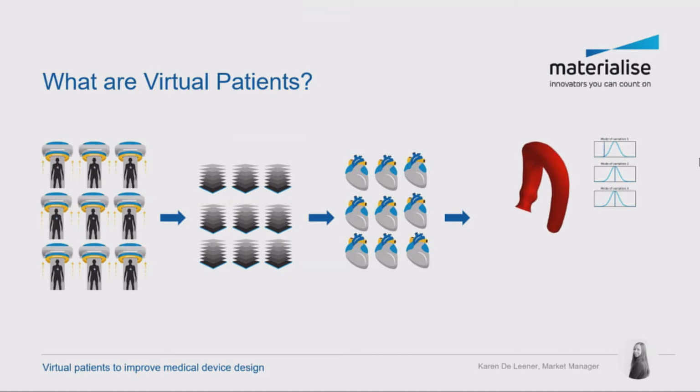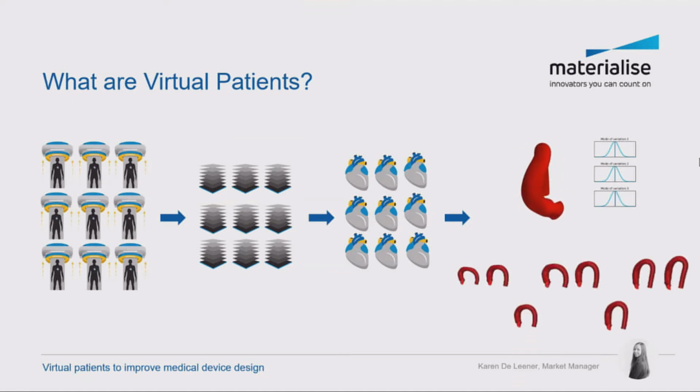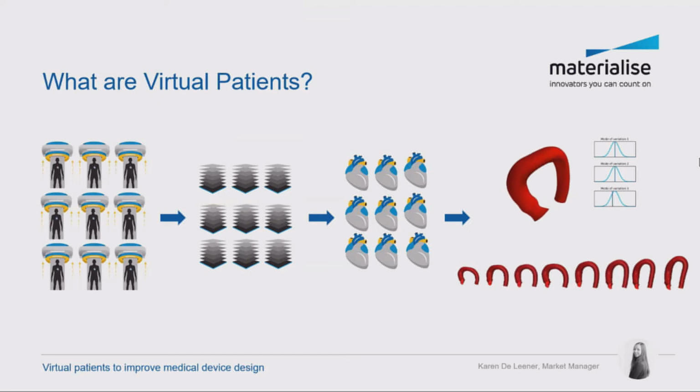Another benefit is that now we're not only limited to the physical patients that we have medical images of, but we can also interpolate between the models that we have. So this is what we call a synthetic virtual patient, because there is no longer a one-on-one relationship with the initial physical patients.